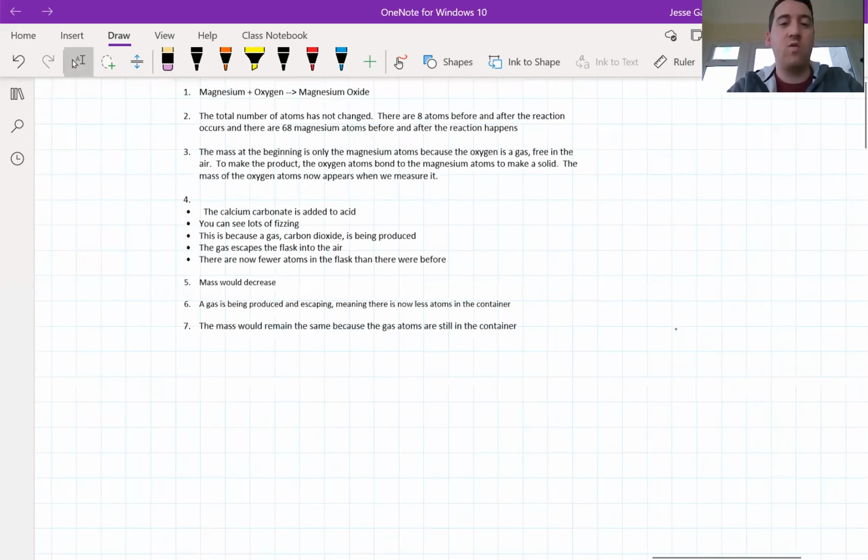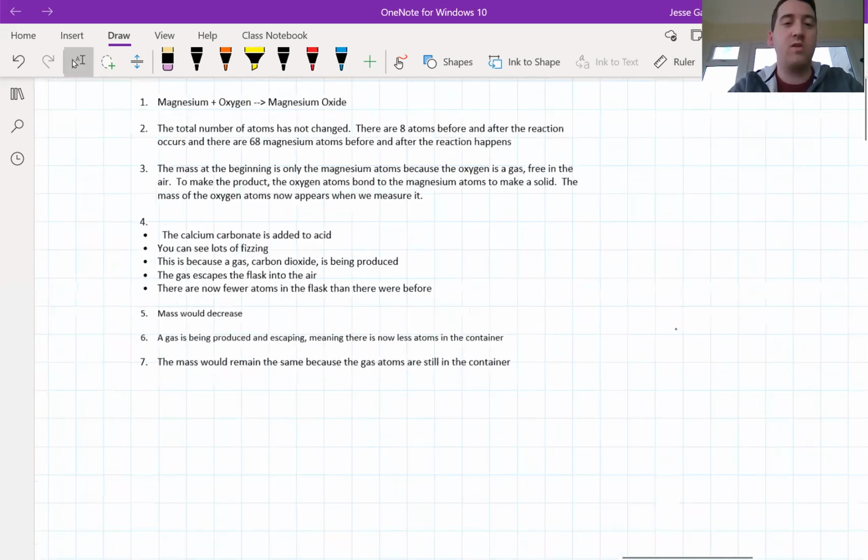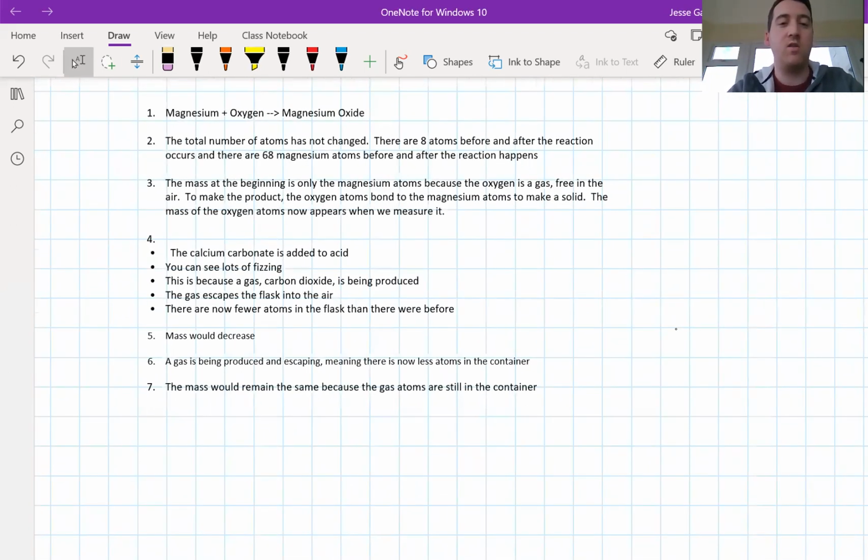All right, so question 1, here is the reaction. We're mixing together magnesium and oxygen, so those are the reactants. The products: how do we name a compound? We've done this already. You put the metal name first, magnesium. You put the non-metal second, oxygen, and you end it in IDE. So magnesium oxide, well done.